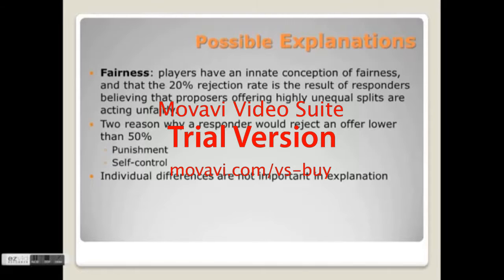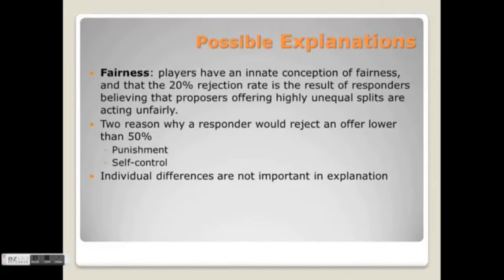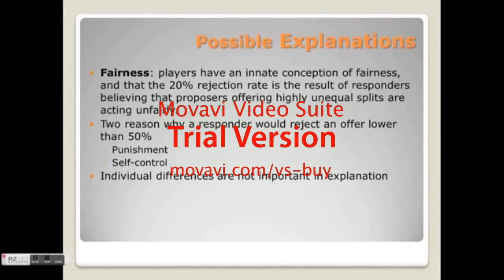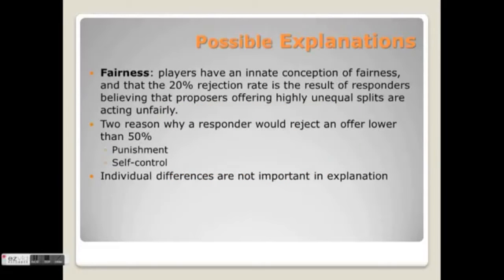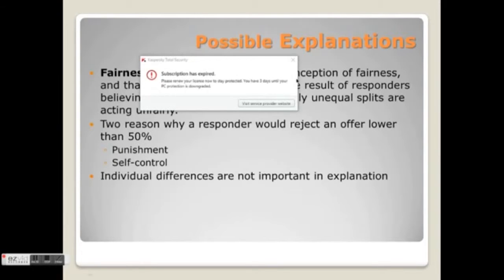The other thing is self-control. By that we mean the responder has more self-control, so they do not want to cause punishment towards player one, despite being given an unfair offer. In the experiment, individual differences actually don't play an important role. It turns out that the uniqueness of people does not actually provide any significant variability to how the game turns out.